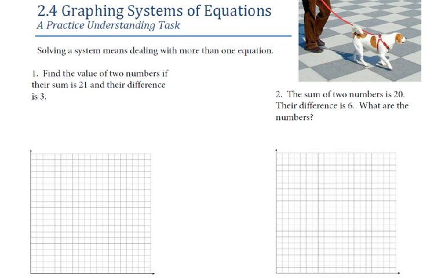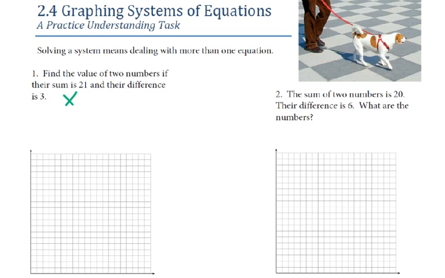Okay, now 2.4, we're continuing from 2.3 and talking about graphing a system of equations, two or more equations. So these first ones are just story problems. So we've got to figure out some equations and then we can graph them. It says the value of two numbers if their sum is 21 and their difference is 3.